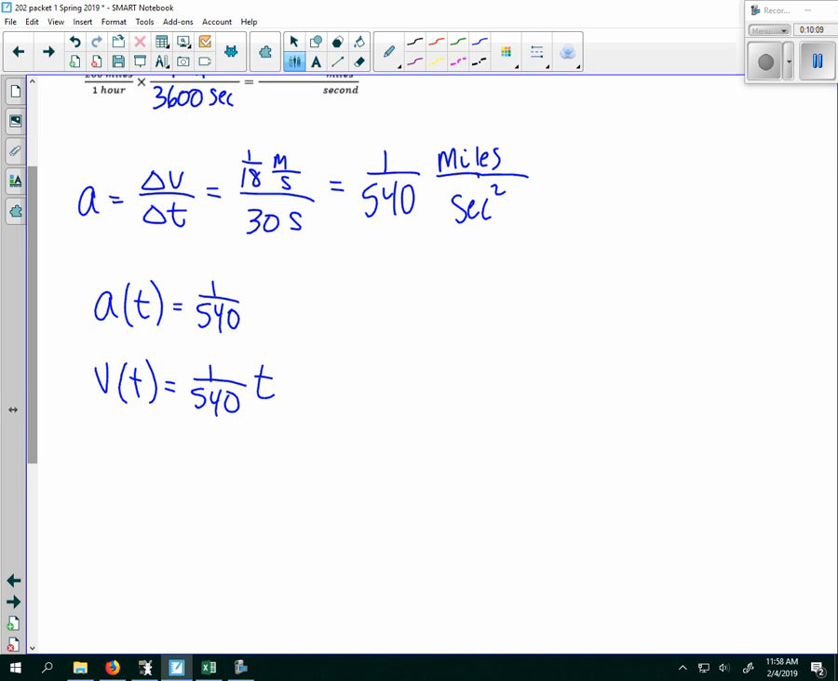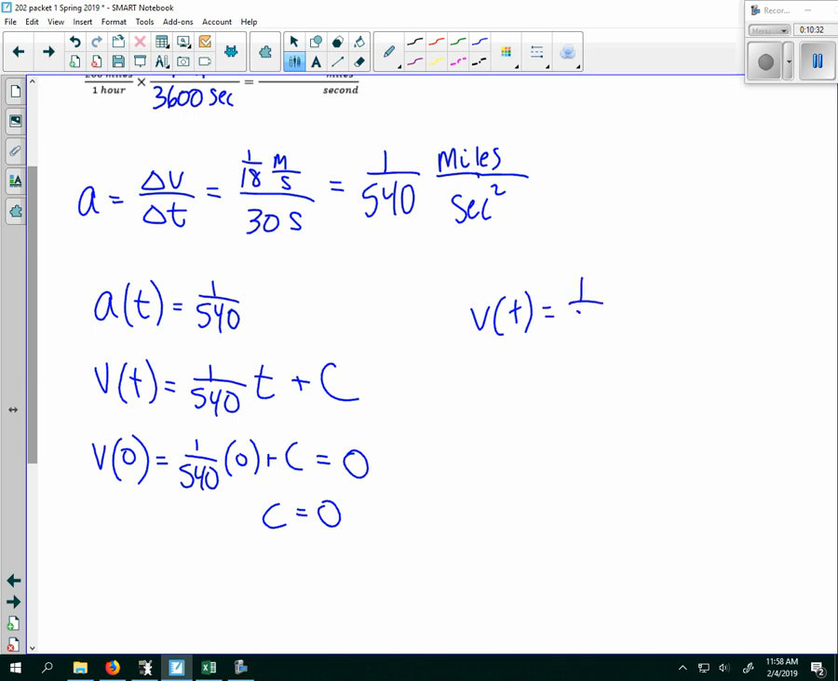And technically there's a plus c here, but v of 0, my initial velocity was 0. I'm going from 0 to 200 miles per hour. So my initial velocity is 0, so this is 1 over 540 times 0 plus c is 0. So c is 0. So this is my formula for v of t. The c is just a 0, 1 over 540 t.